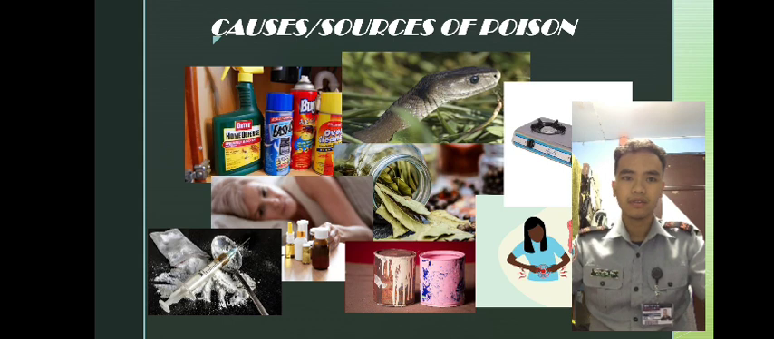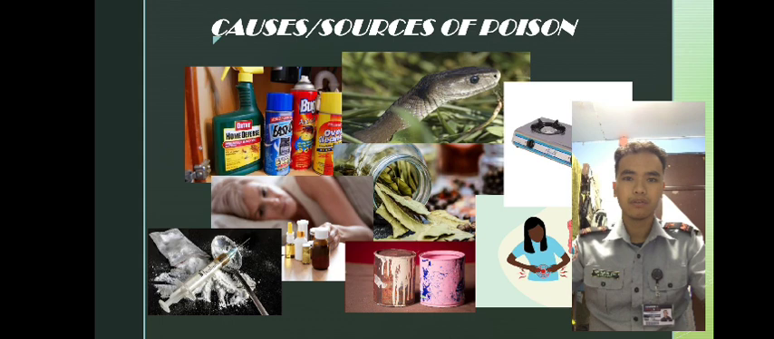Plants. Second, plants. Certain plants contain toxins that can be poisonous if ingested. Examples include poison ivy, poison oak, and poison sumac. Third, animals. Venomous animals like snakes, spiders, scorpions, and jellyfish can inject toxins that can cause serious harm or even death.